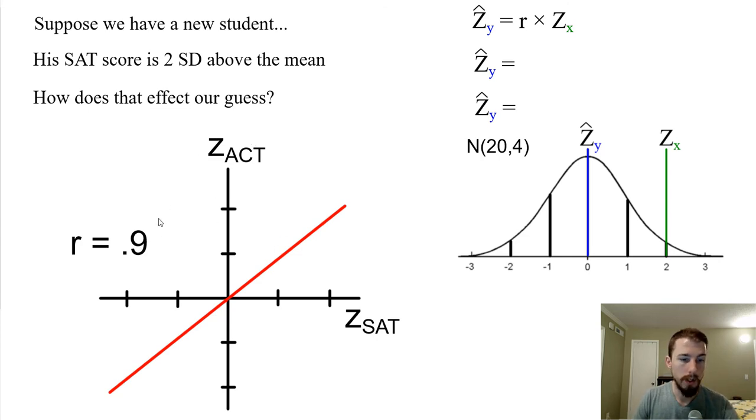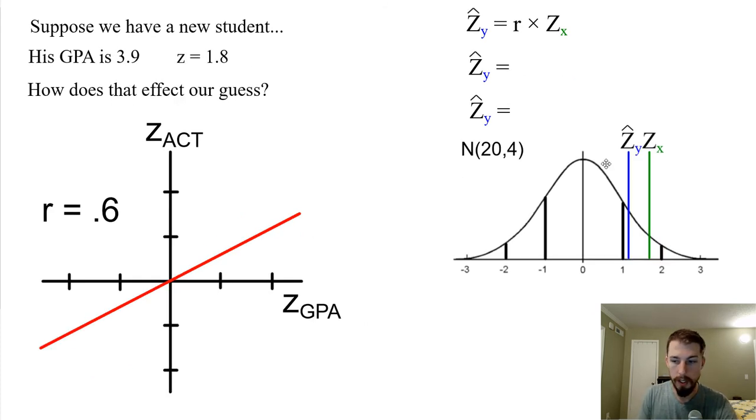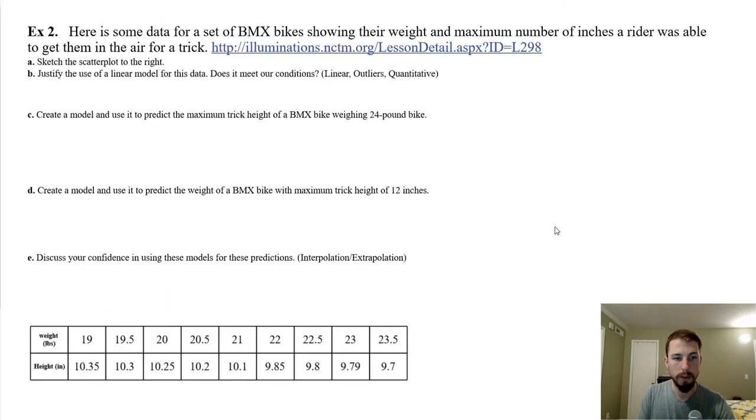So 0.9 times that 2 is going to give us 1.8, which means it'll allow us to estimate that he has an ACT score we can comfortably go 1.8 standard deviations from the mean. The reason we were so comfortable in doing that is because there's such a strong association between those two. When we didn't have as strong of an association, there was more of a gap, at least in proportion. All right, so we're going to do example 2 real quick.